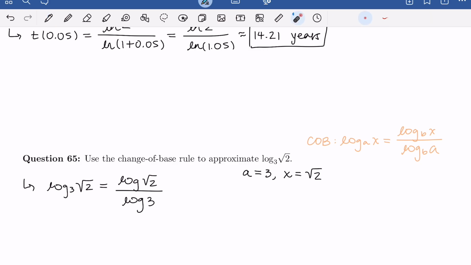Now notice we don't have a base here for our log expressions, but that's fine. That means this is going to be log base 10. So we can plug this directly into our calculator here, and we're going to get that this is approximately 0.315.